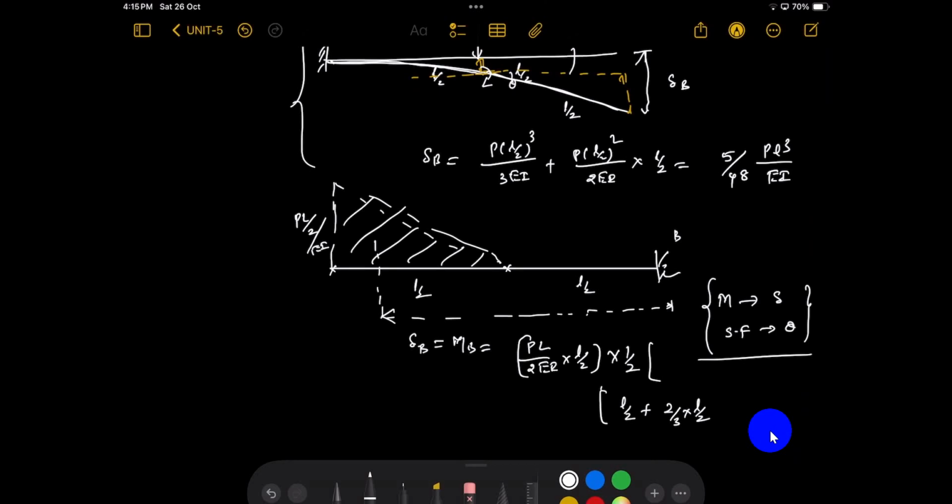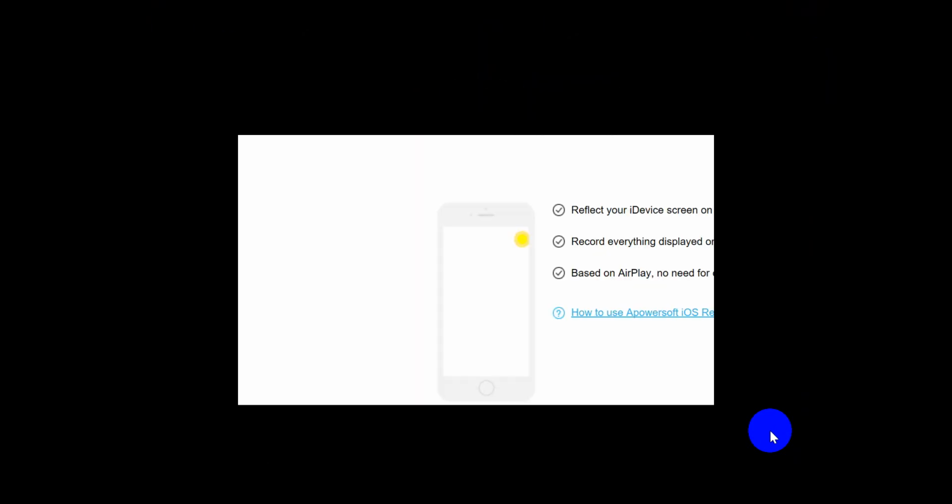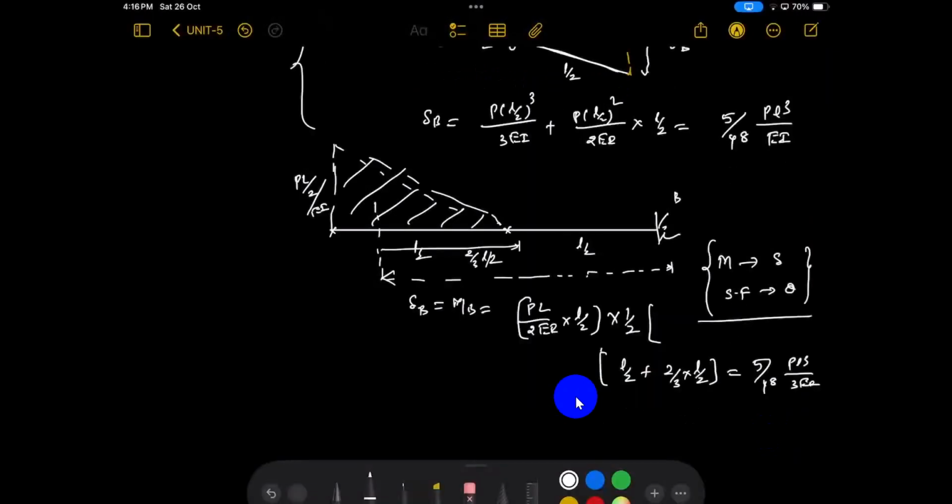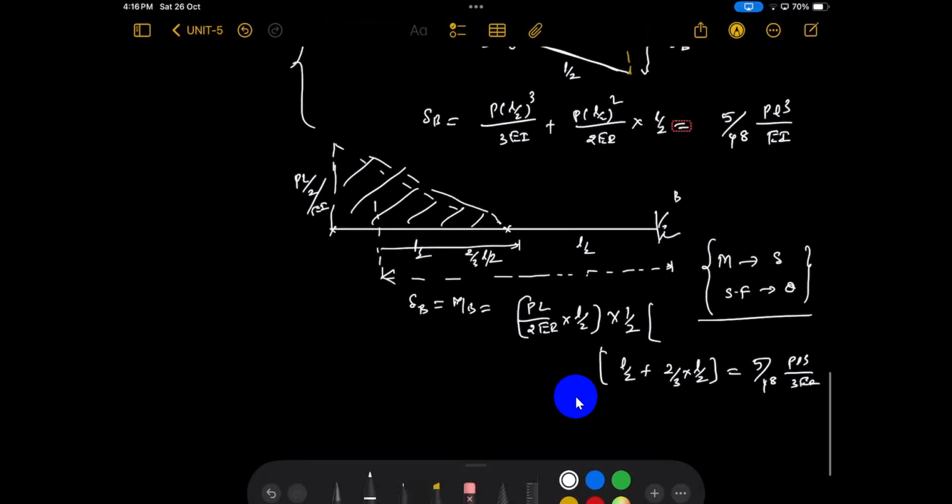You can get the displacements and rotations by any method: double integration method, conjugate beam method, area moment analysis. So many methods are available for calculating the displacements and rotations. You know it. So now what will we do?